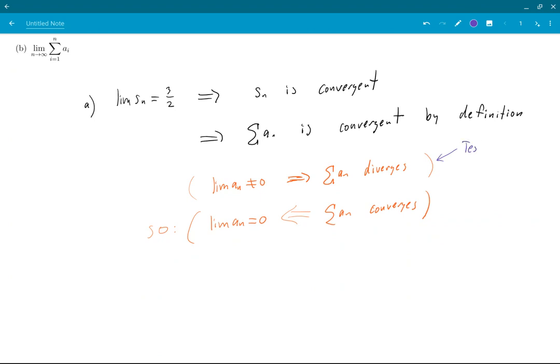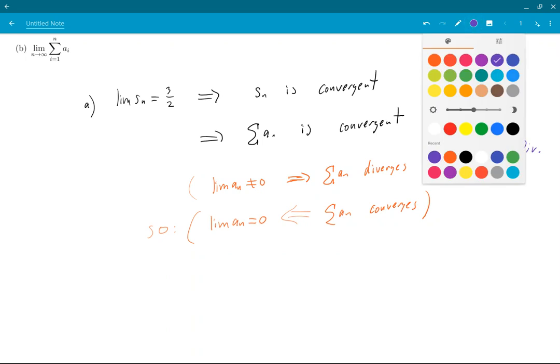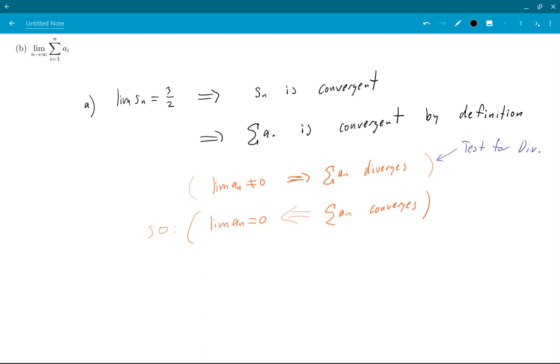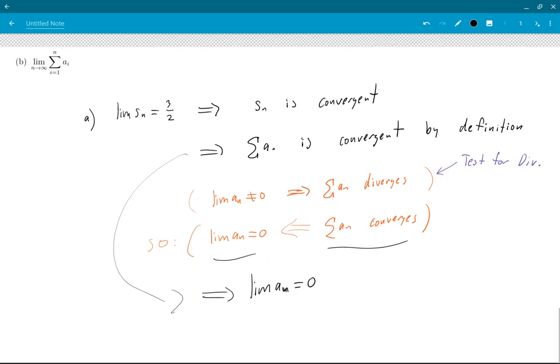This is the test for divergence. So if I reverse the test for divergence, then I'm allowed to conclude that if the summation of An converges, then the limit of An must be 0. So from here, I conclude that limit of An must be 0. That was part A.